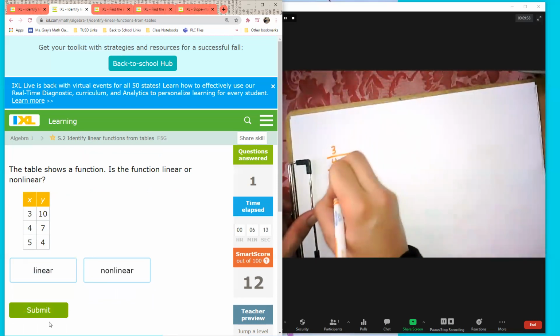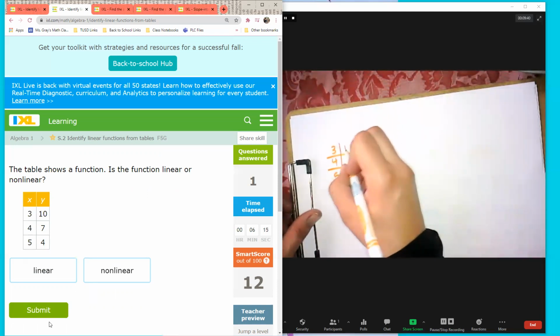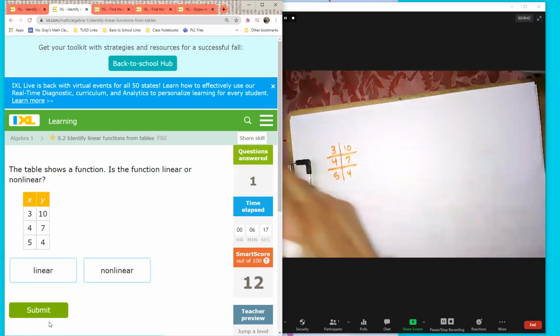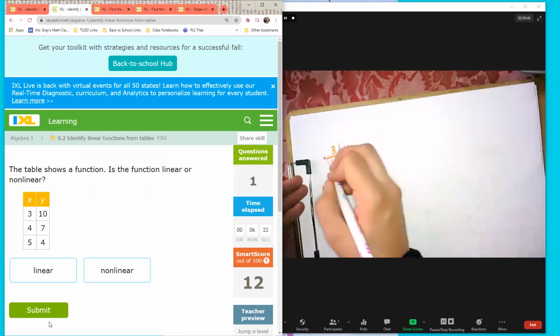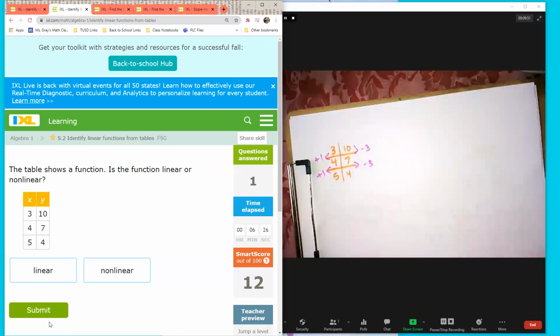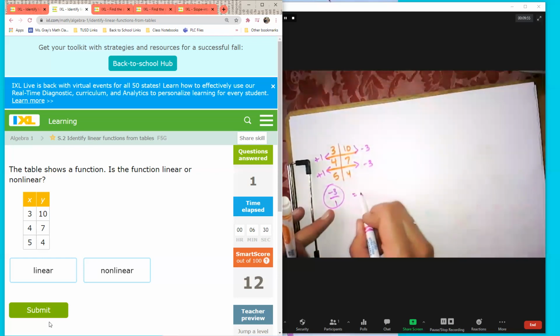3, 4, 5, and 10, 7, 4. So I'm going down 3, and x goes +1, +1. So I would set up the rate of change. This is my rate of change, it is -3.